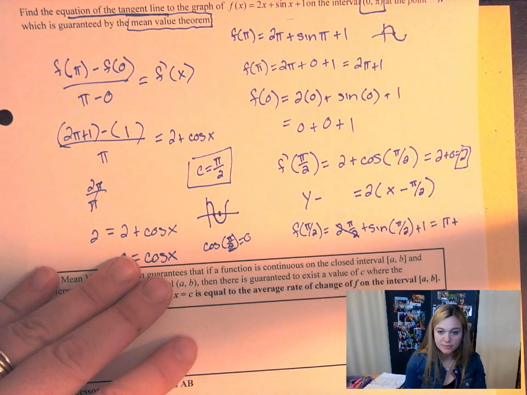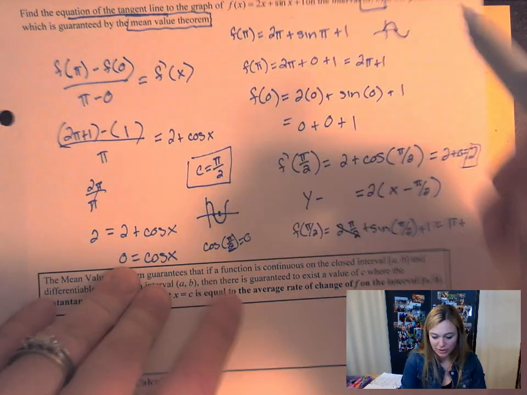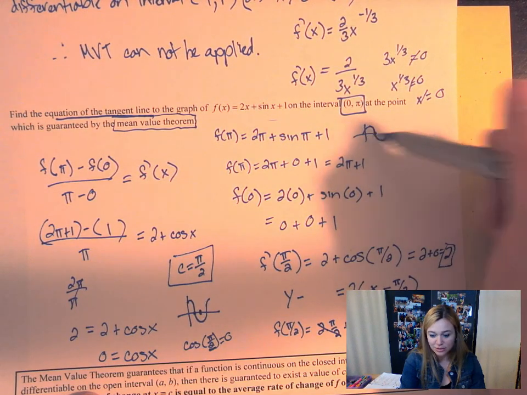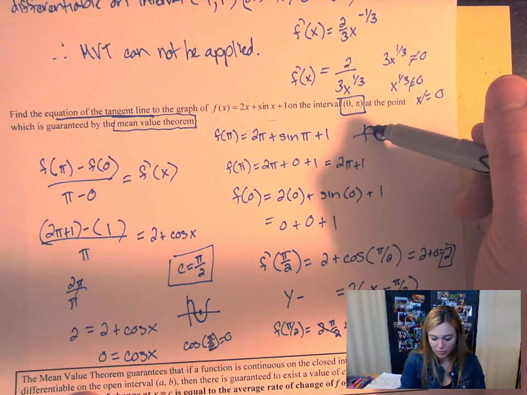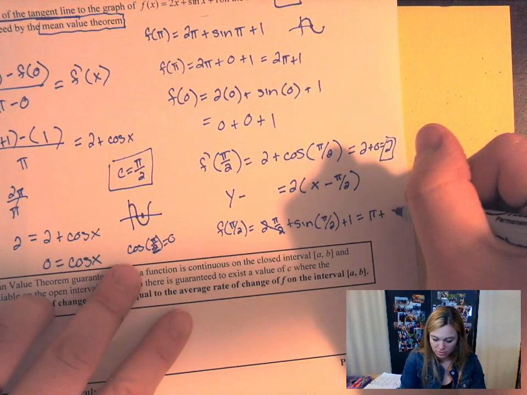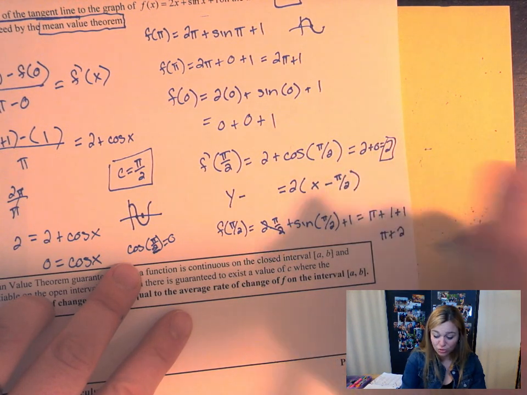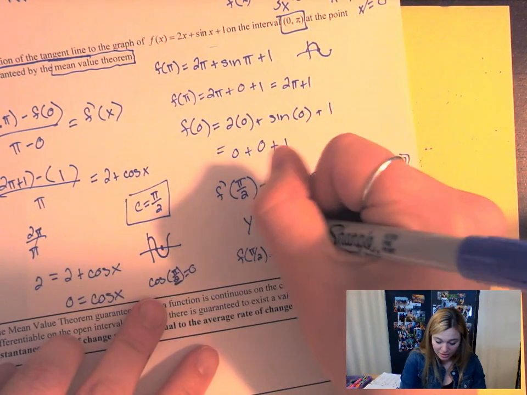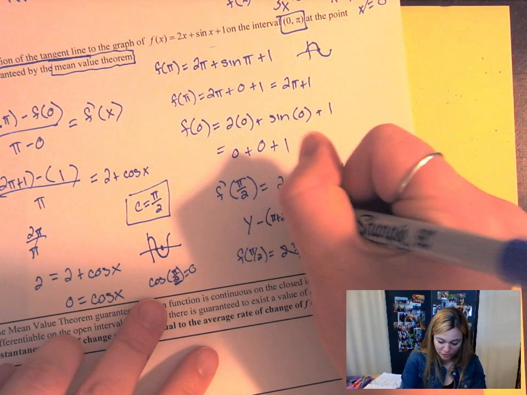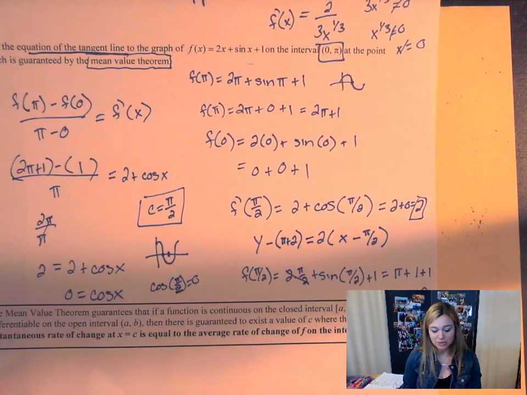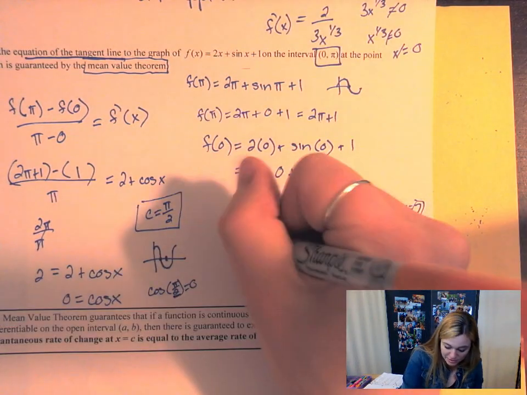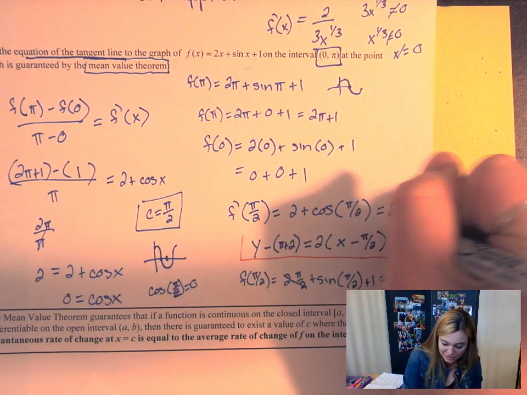Pi plus sine of pi over 2. The way that I think about it in my head is I think, okay, this is 0, this is pi, sine, this would be 1. You get pi plus 2. Make sure you put in parentheses if you write it this way, but I'm just going to keep it as pi plus 2. This is my final answer. This is my equation of my tangent line.